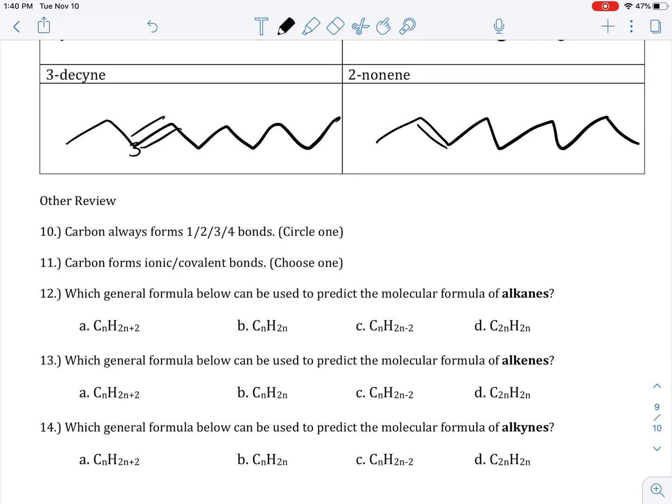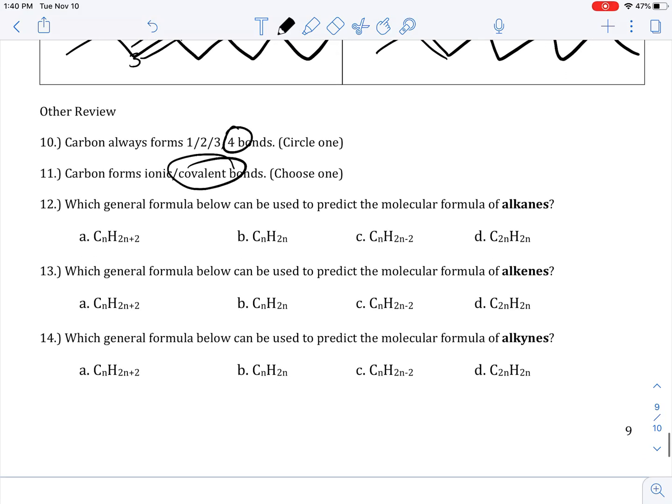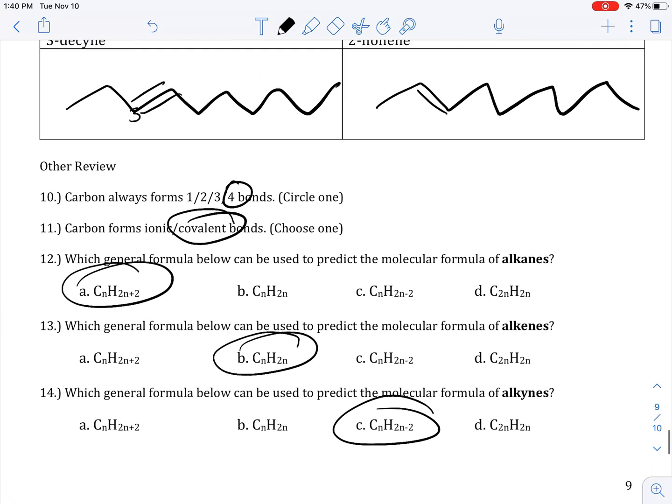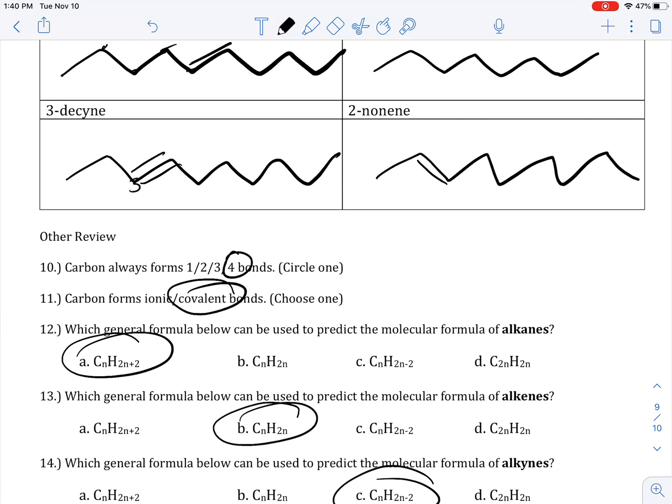Great. Okay, so a quick review. How many bonds does carbon form? 4. What type? Covalent bonds. How can I describe alkanes? That's with this formula here. Alkenes is with this formula, and alkynes is with this formula. And that's it. We're good to go. Let me know if you have any questions.